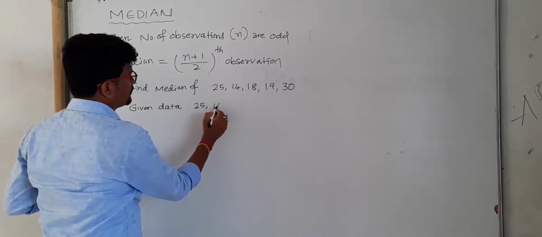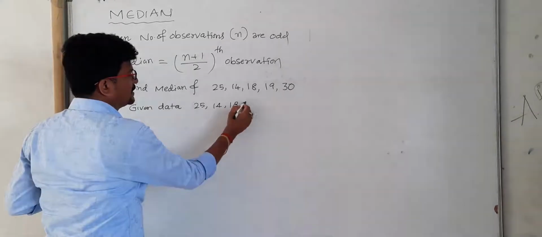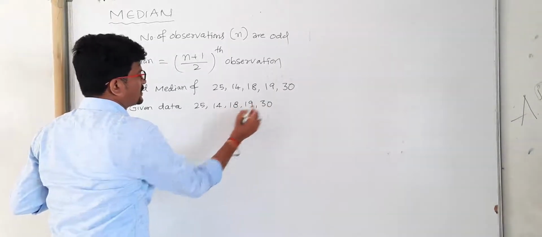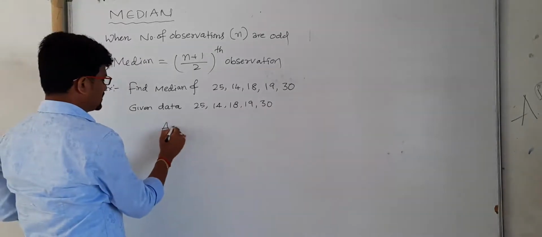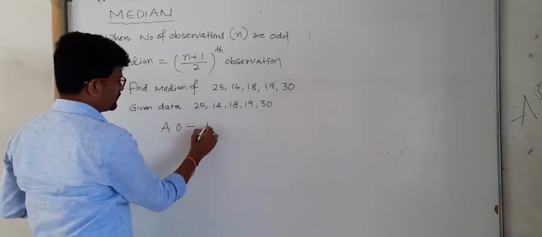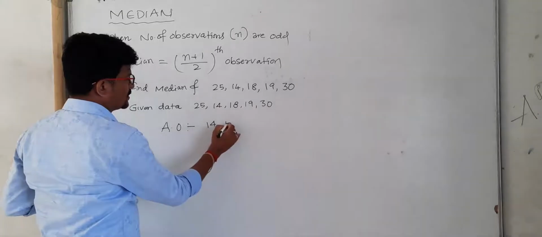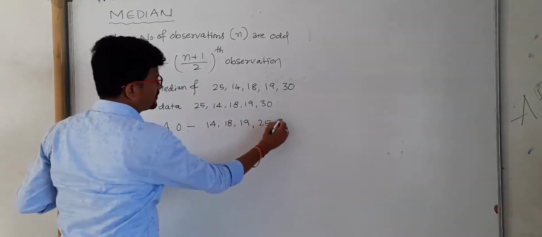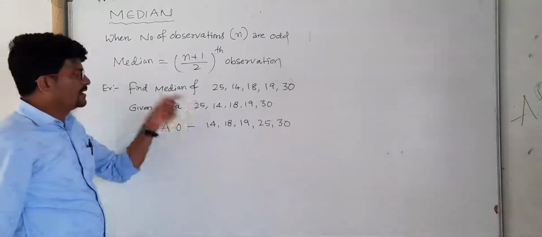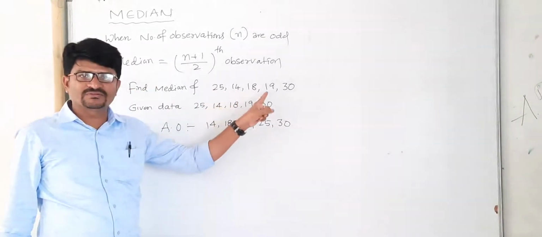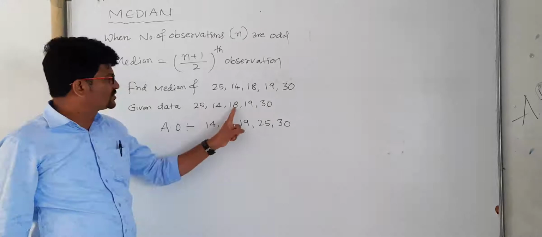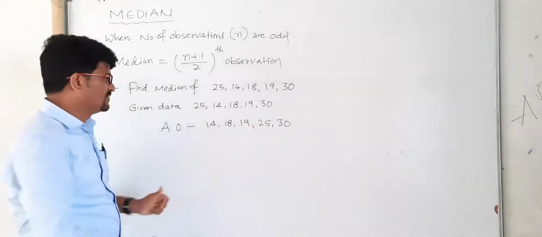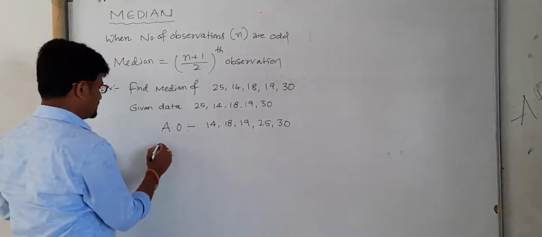25, 14, 18, 19, 30. Now arrange in ascending order: 14, 18, 19, 25, 30. Here, how many observations are there? 1, 2, 3, 4, 5 observations.